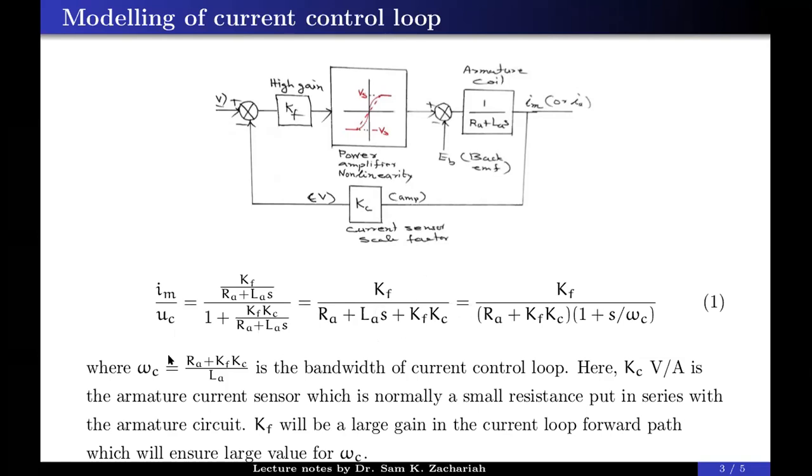And you are taking out this omega C as RA plus KF KC divided by LA, and you can write the equation as KF upon RA plus KF KC multiplied by 1 plus S by omega C. This omega C is the bandwidth of the current control loop. So this one is the inner loop.